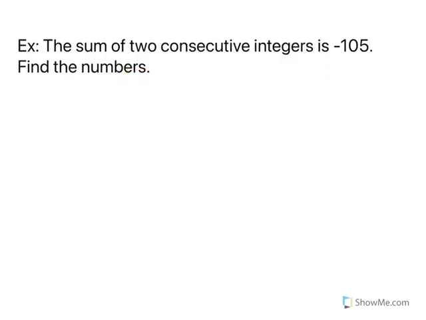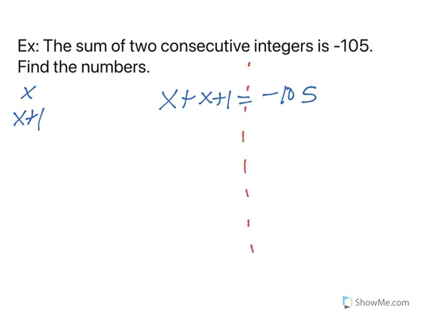The sum of two consecutive integers is negative 105. Find the numbers. Okay, same idea. We have x and x plus 1. But now when I add them together, I'm getting a negative number. So we should know that we're going to have two negative numbers. So 2x plus 1 equals negative 105.